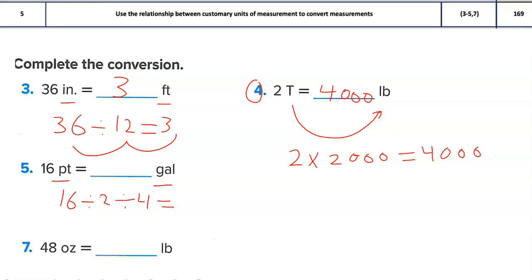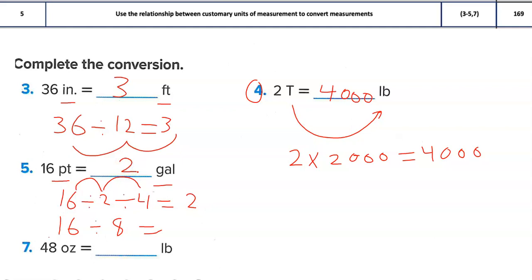Or you can do it directly. 2 times 4 equals 8. You can say 16 divided by 8, and you will get the same answer. 16 divided by 2 is 8, divided by 4 is 2. So the answer is 2 gallons.